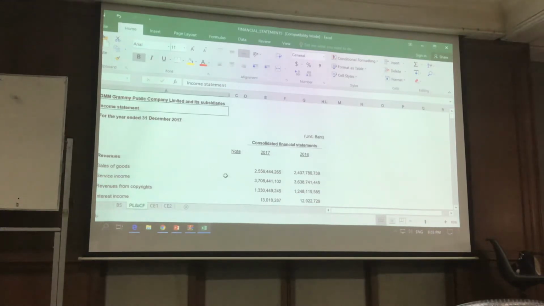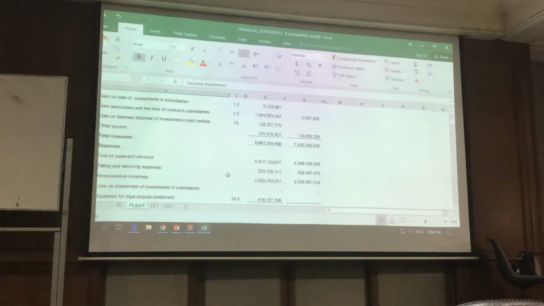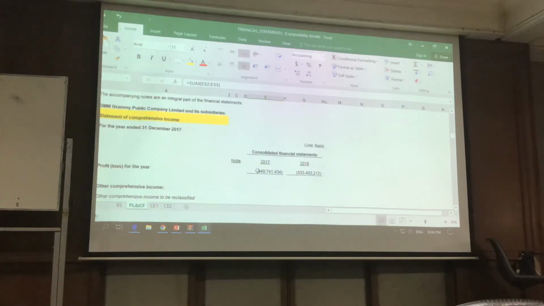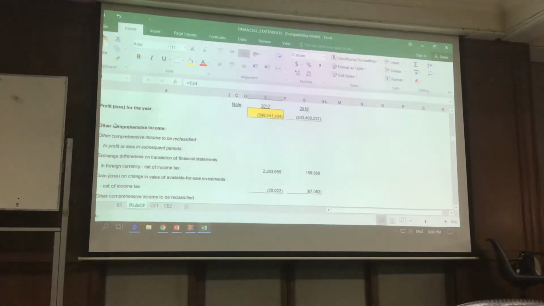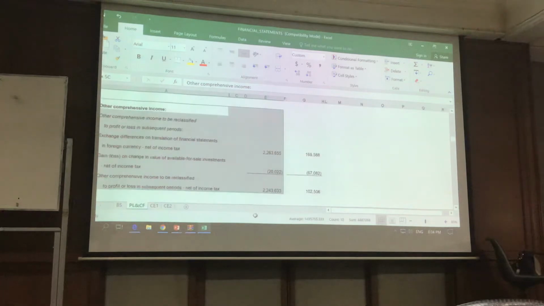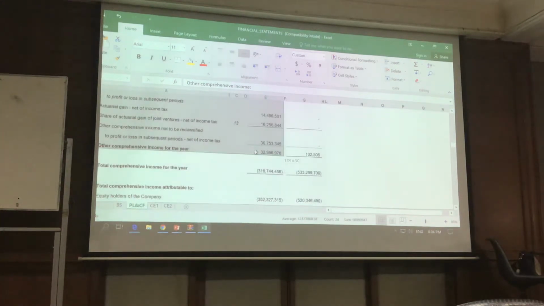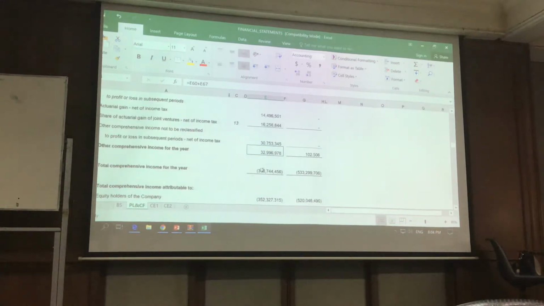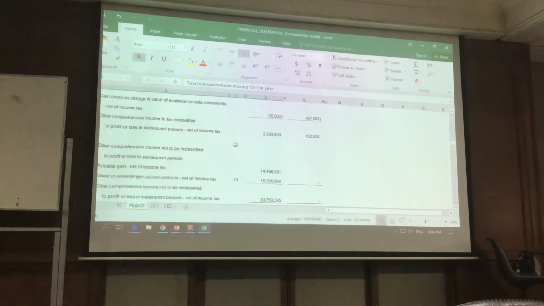Calculate profit and loss, just like what you learned. Income, subtract revenue, subtract expense, whatsoever. You got the profit. And then from the profit here, 349, same number, right? And you have the OCI part, other comprehensive income. Add all the numbers together, you got 32. Finally, total comprehensive income for the year is 316.